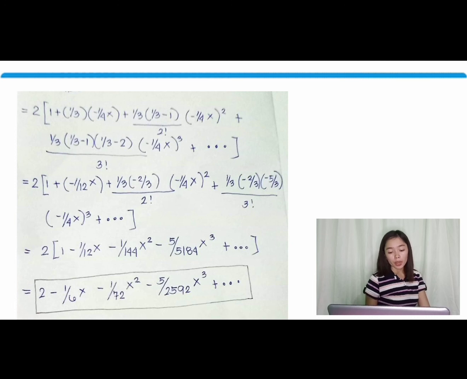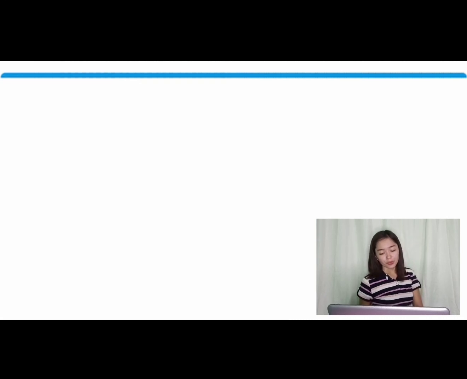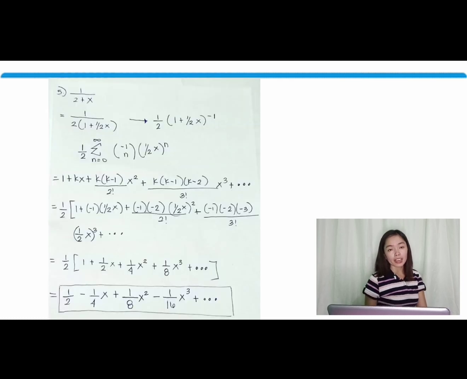Now, the first 4 terms of this example are 2 minus 1 over 6x minus 1 over 72x squared minus 5 over 2,592x cubed plus dot dot dot. Okay. Now, for the last example, we'll try this. We have 1 over 2 plus x.